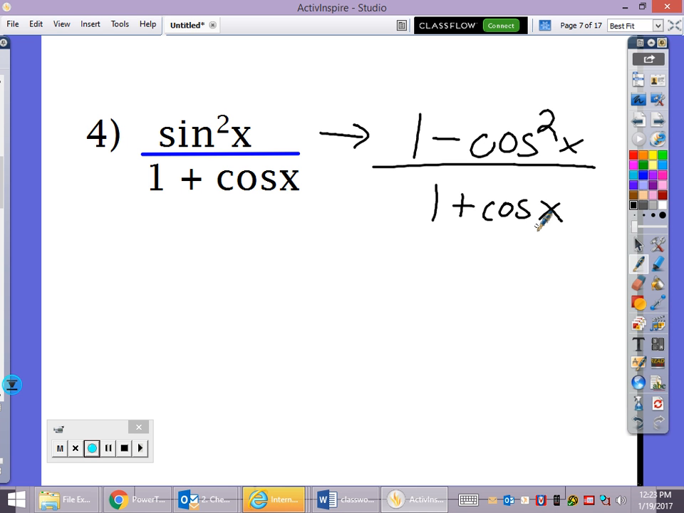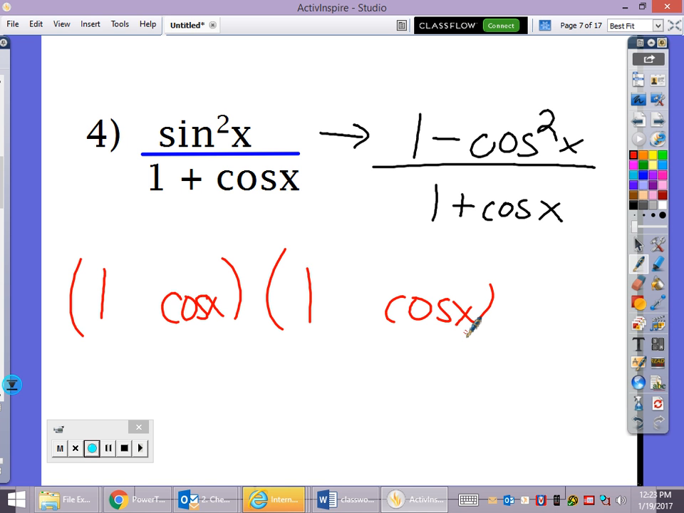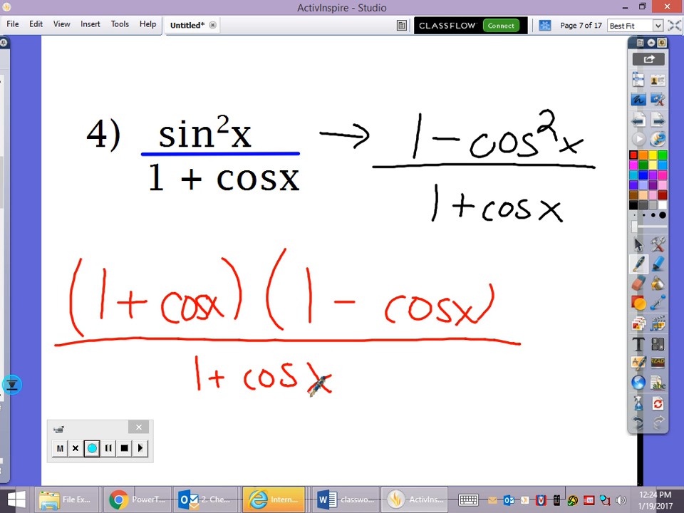Can I break either of these down? Which one can I break down? The top, because it's a perfect minus a perfect. It's the difference of perfect squares. So what's the square root of 1? So I get a 1 here and I get a 1 here. The square root of cosine squared, cosine x, and a cosine x. And it's different, so I need different signs, a plus and a minus. I kept my denominator. Now what do you notice?